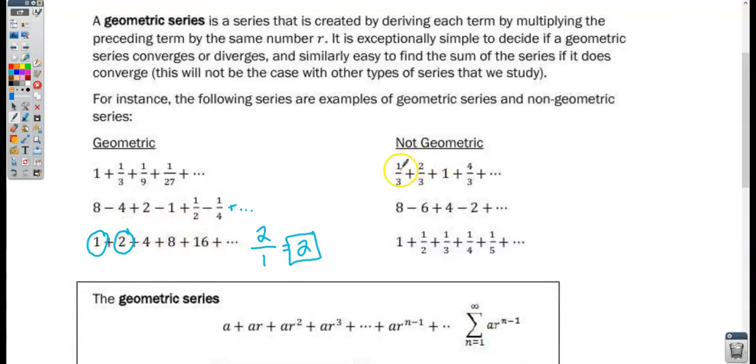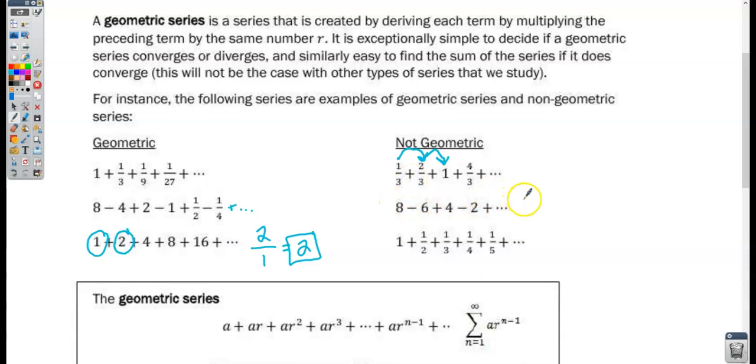All right. This next one, not geometric. This is what we call an arithmetic series. I multiply by 2 to go from the first term to the next, but then I multiply by 3/2 to get to the next term. So I'm not multiplying by the same r value as I go from one term to the next, which makes that not geometric. You will notice in this one I'm adding the same value as I go from one term to the next.